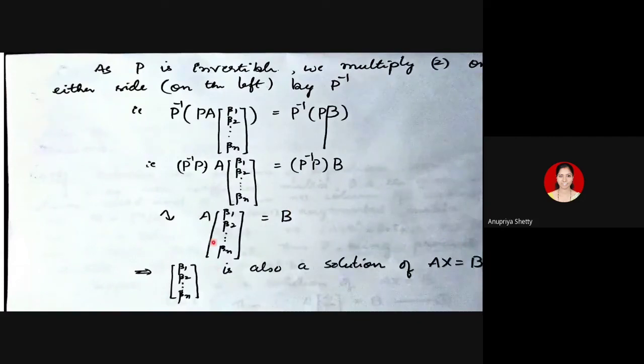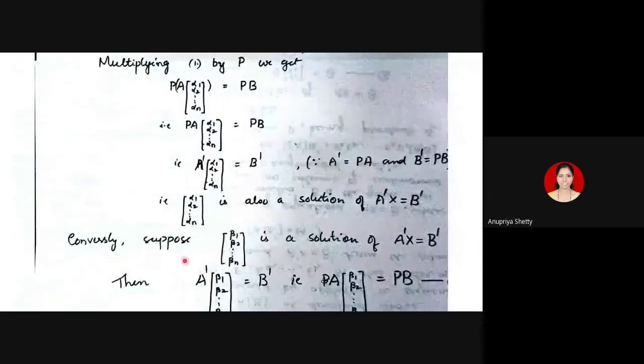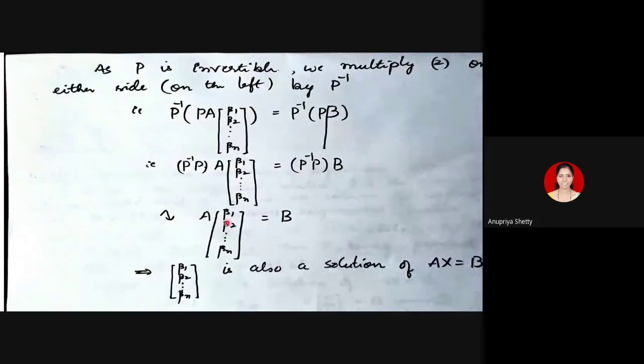So what you get is A times the column consisting of beta 1, beta 2, etc., beta n is equal to B. What does that tell us? The column consisting of beta i's, which was taken to be a solution of A dash x equal to B dash, is now acting as the solution of Ax equal to B, right? If I take it in the place of this column X, that says this column of beta i's is satisfying the system Ax equal to B.